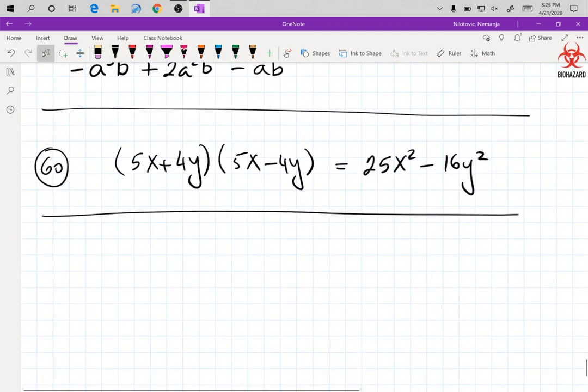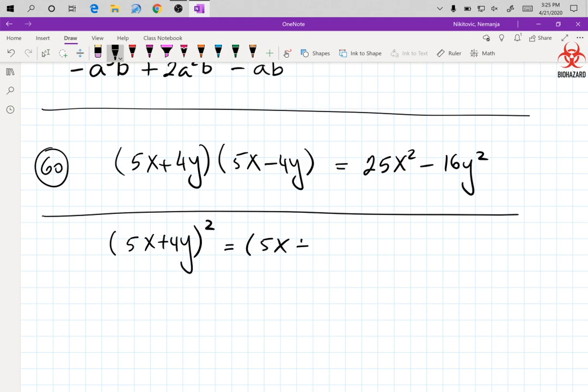And I just want to make sure that you understand that 5x plus 4y squared will be 5x plus 4y times 5x plus 4y, and that's a different formula, right? So this one has two plus signs.